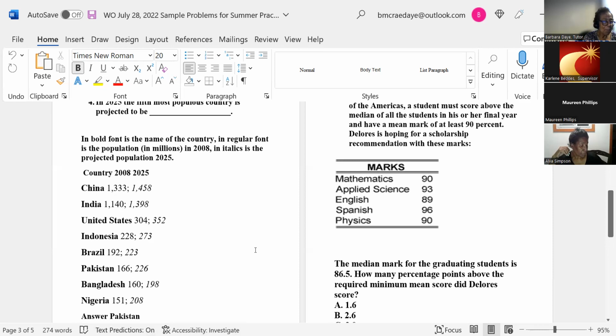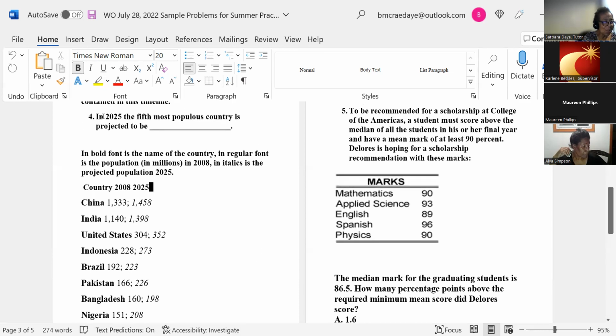Maybe you should have put 1,333 for 2008. No, but that's not what they ask you. Look what they ask you: in 2025. So that makes you only interested in the last number. So put those in order for me. Alva, you and Maureen, put these in increasing order.